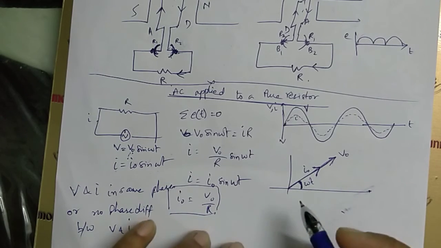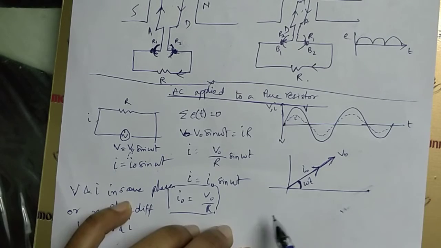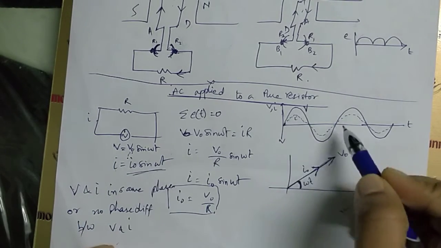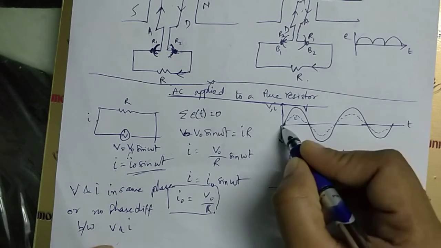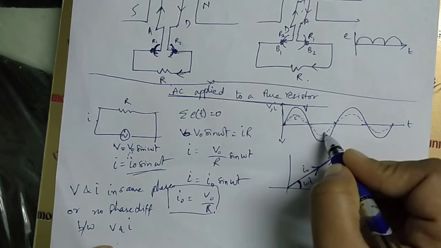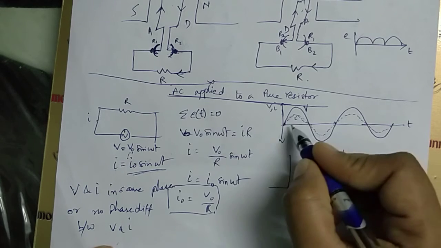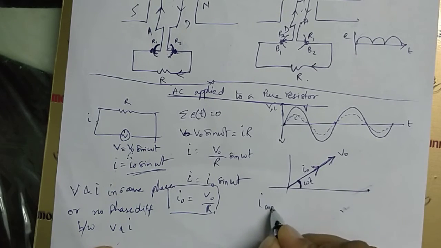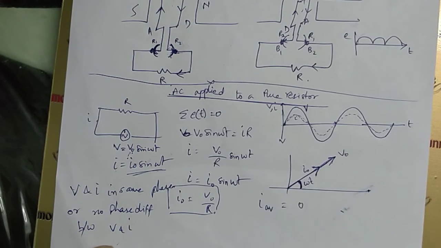Now if we have to see power dissipation, look at this graph of current. From here to here is one cycle. For every positive value of I, there is an equal negative value of I also. So if I take the average of current for one cycle, it will be 0. So I average for one complete cycle will be 0.